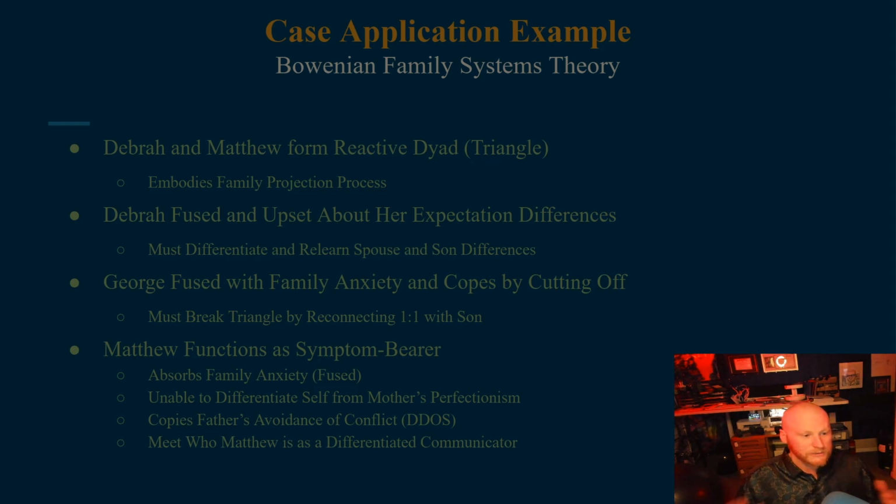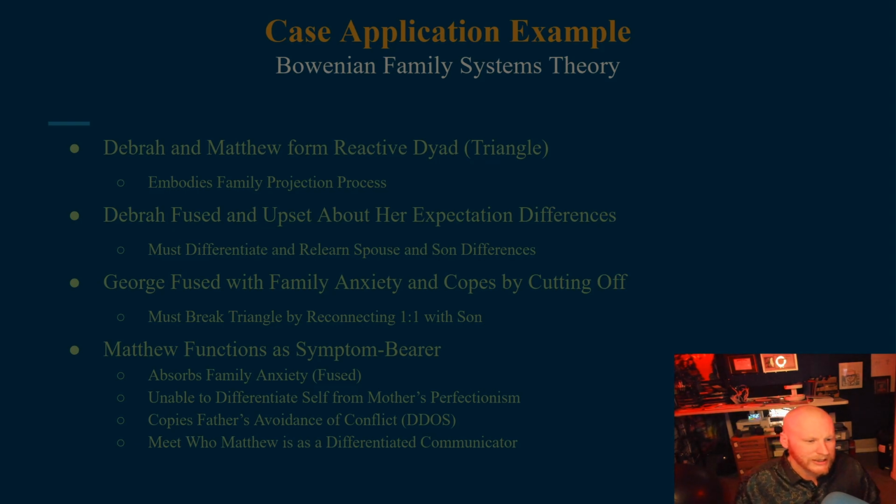Now, George is fused with the family anxiety, and he copes by cutting off. Every time there's anxiety, he absorbs all that anxiety and can't distance himself from it. He can't disconnect from the emotions, and so the only way for him to disconnect is to cut off from them. He needs to break that triangle by trying to reconnect with his son one-to-one and learn there might be something deeper happening. His son's only 10, but maybe some alone time could help him understand who his son really is as he's growing up. And there might be more reason why his son is having issues.